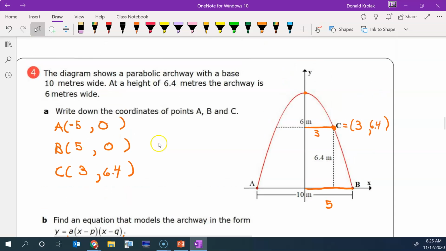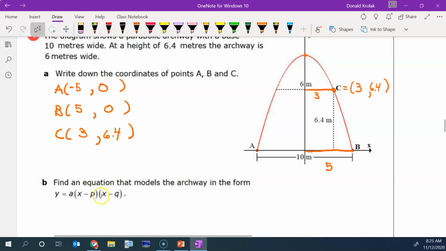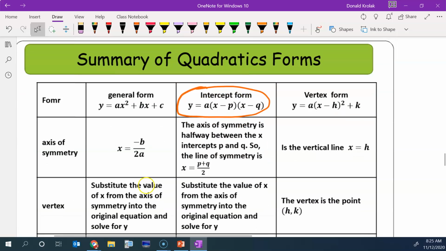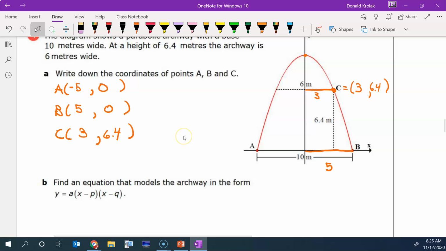All right, now when we do this, guys, if it says write the equation, to write an equation in intercept form, what we have to do is follow this set of instructions right here. The axis of symmetry is halfway between the x-intercepts P and Q. So the line of symmetry is P plus Q divided by 2. So I'm going to do that here. I'm going to let P equal -5, and I'm going to let Q equal +5.